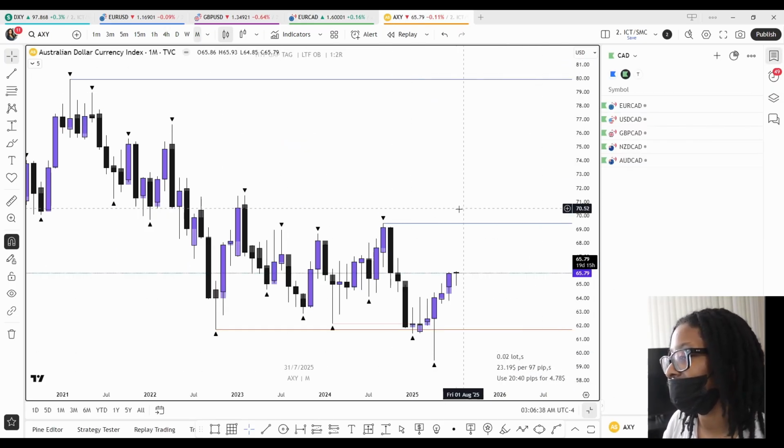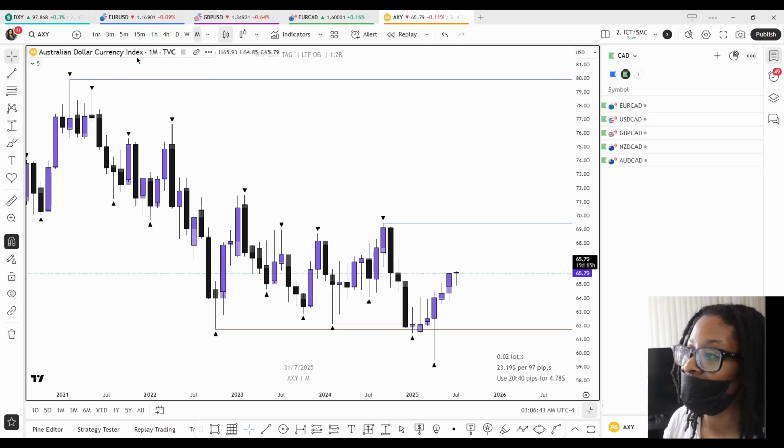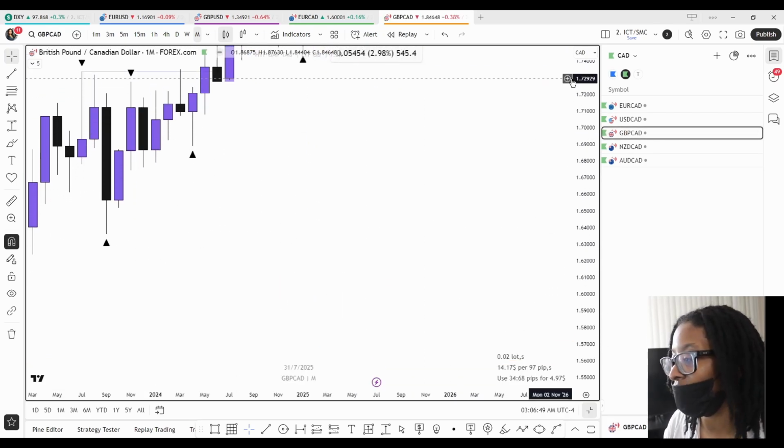Now, to my favorite pair in the whole entire world. Not this, this is just a strength indicator. This is the AXY, which is the Australian Dollar Currency Index, which I want to show you guys in a minute. But GBP CAD, it's my baby right here.